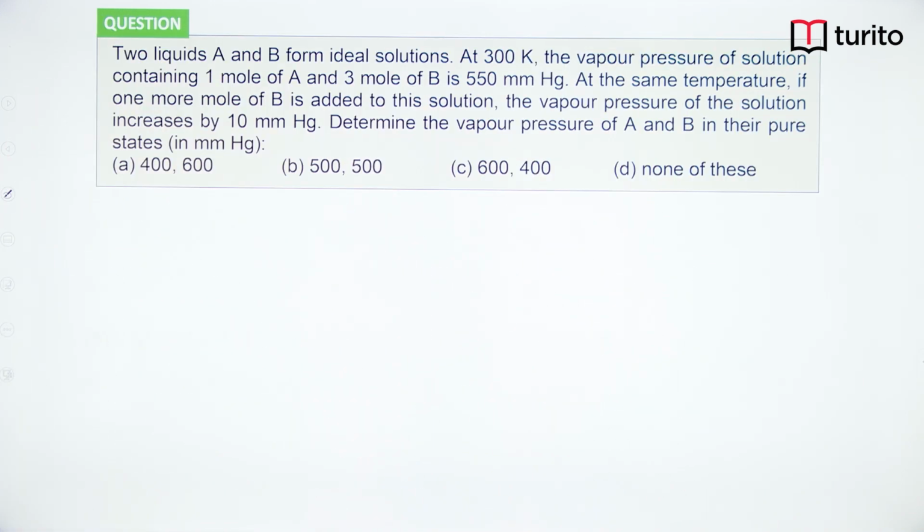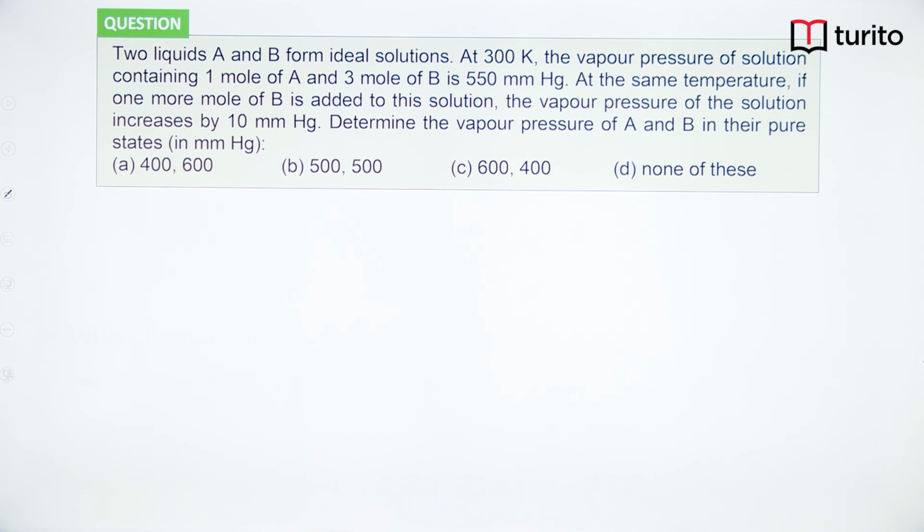Now let us try the third question. There is some word written over there, ideal solution. Just leave it for now, because in the next lecture we are going to study ideal and real solutions. So it says that A and B form an ideal solution. At 300 Kelvin, the vapor pressure of the solution containing 1 mole of A and 3 moles of B is this much. At the same temperature, if 1 more mole of B is added to the solution, the vapor pressure of the solution increases by 10 mm. Determine the vapor pressure of A and B in the pure state.